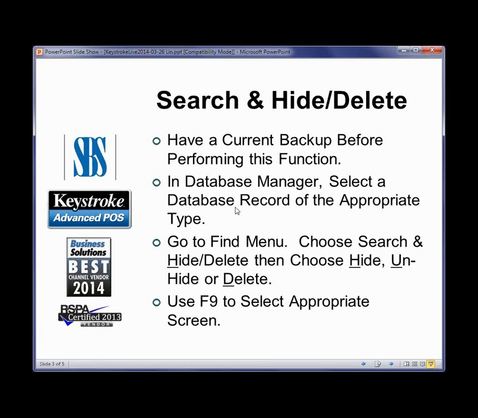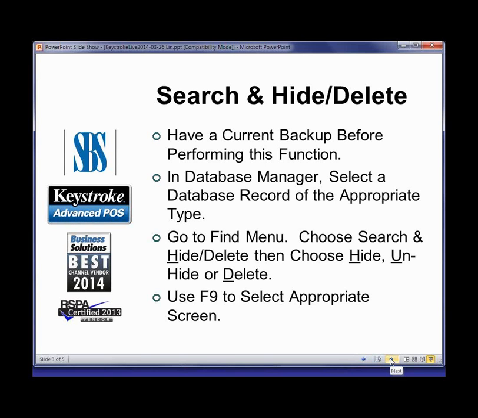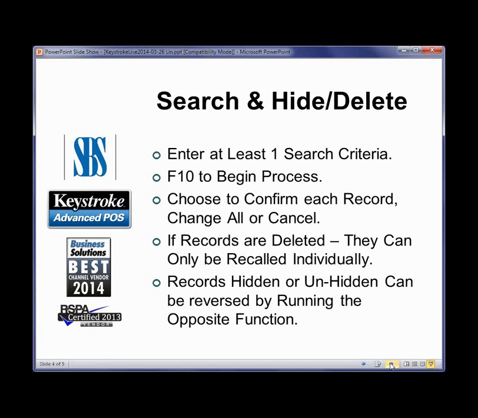You want to have a backup? You go to Database Manager, select the type of database you want to perform the function on, go to the Find menu, choose Search and Hide, Delete, and then choose whether you're going to hide, unhide, or delete records. And you can use F9 to select your appropriate search screen if it's on a different screen than what initially shows up. You have to enter at least one search criteria. F10 begins the process. You're going to get a box that pops up to choose to confirm each record.